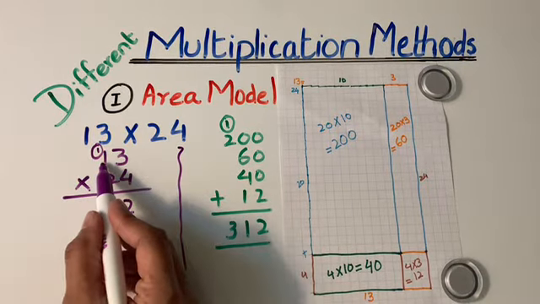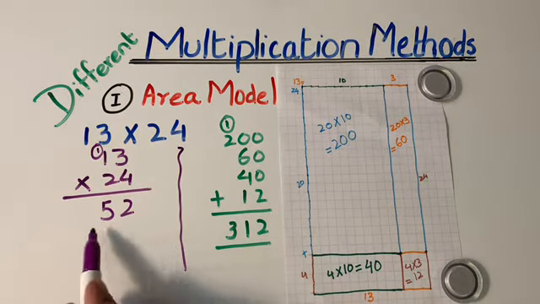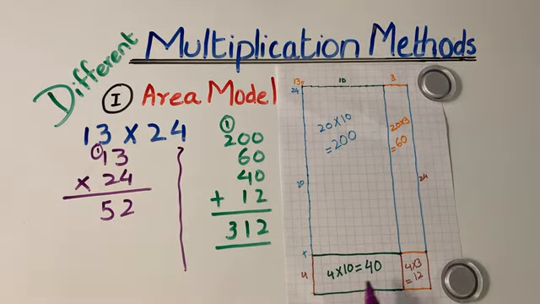4 times 1 is 4 plus 1, it will be 5. So now 52 shows are these two sections. 40 plus 12 is 52.